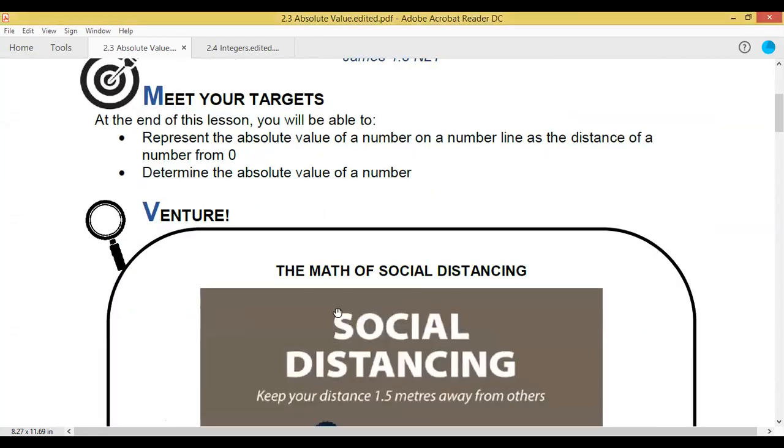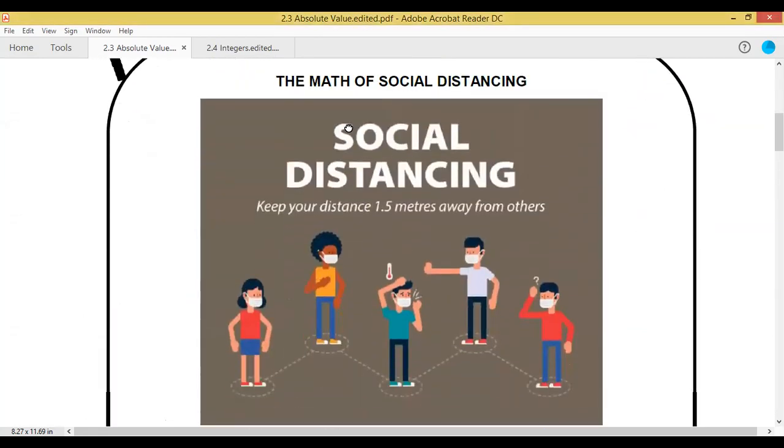This time during the pandemic, we have talked about social distancing. And here's the math of social distancing. For example, you focus yourself on the man in the middle. He is 1.5 meters away from the man in red, and another 1.5 meters away from the woman in red. The man in white and the lady in yellow are in different positions.